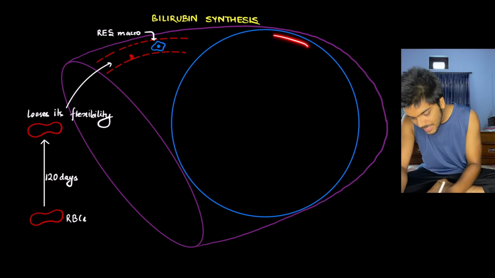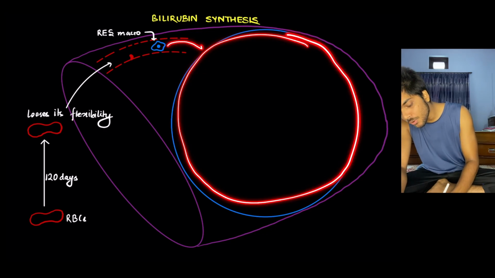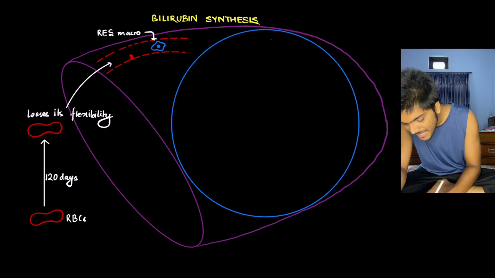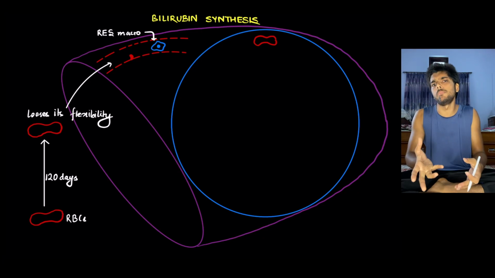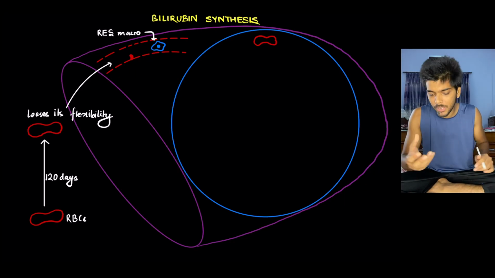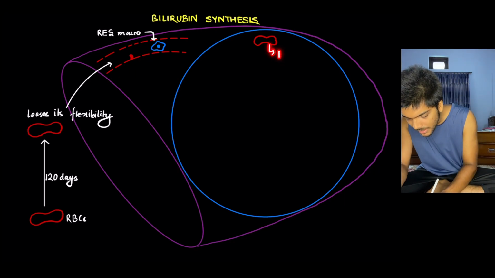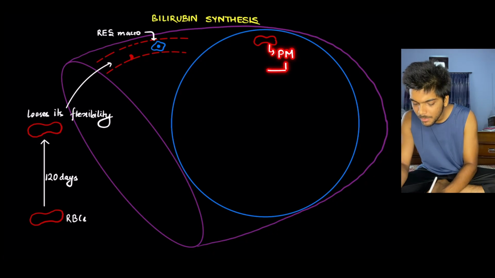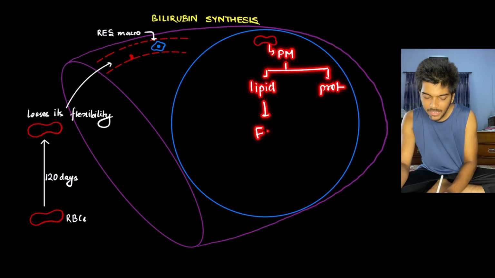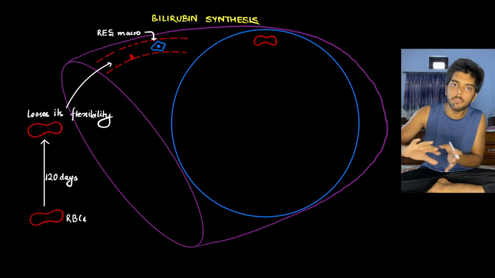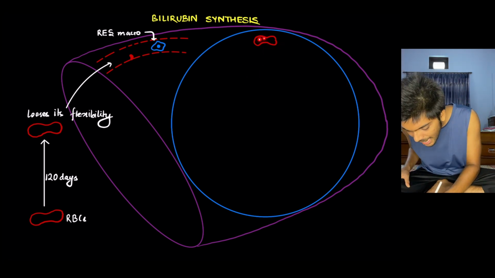Okay, so this in blue, I have zoomed into the macrophage, and inside this macrophage is none other than our RBC. Now let's break this RBC into its various components. What is RBC? It is a bag filled with hemoglobin, the bag being none other than the plasma membrane. What is plasma membrane made up of? It is made up of lipid and protein. So when lipid gets broken down, we get free fatty acid, and when protein gets broken down, we get amino acid. Plasma membrane, done. Now what is inside RBC?